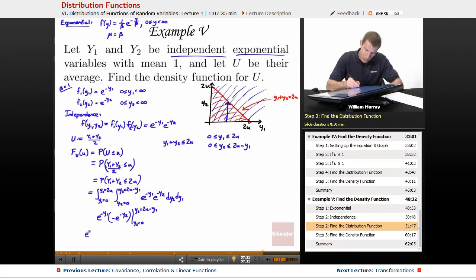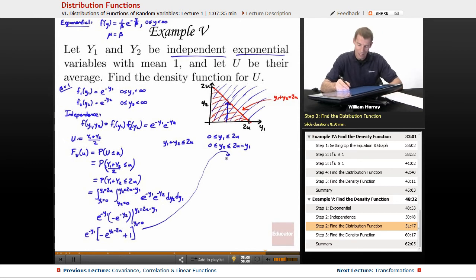And so I get e to the negative y1. Now, if I plug in negative e to the negative y2, well, y2 is 2u minus y1. Negative y2 will be y1 minus 2u. So e to the y1 minus 2u. Minus, now if I plug in y2 equals 0, I'll get 1. But it's minus a negative, so it's plus 1 there. And I think I'm going to distribute my e to the negative y1. Let me keep going over here.